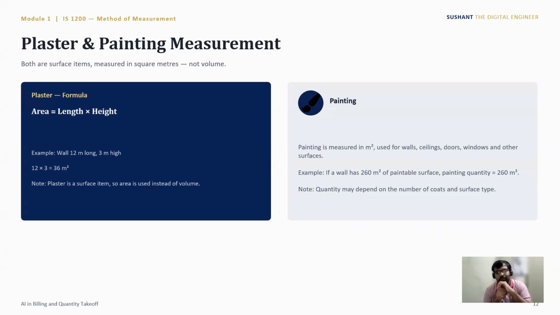So what is the formula for that? Area is length into height. The wall is 12 meter long, height is 3 meter. We should consider it as 36 meter square. But plaster is a surface item, so area is used instead of volume. But when we consider openings and everything, there are rules for that. How much quantity we need to consider is mentioned in IS 1200. We need to apply the deduction for openings, windows, ceilings, doors, and other surfaces. That will be applied for plaster and painting.